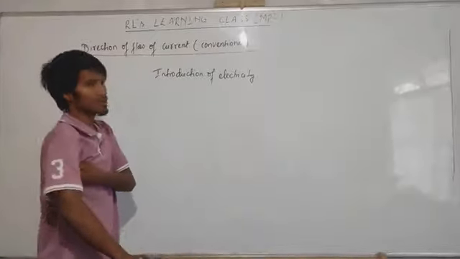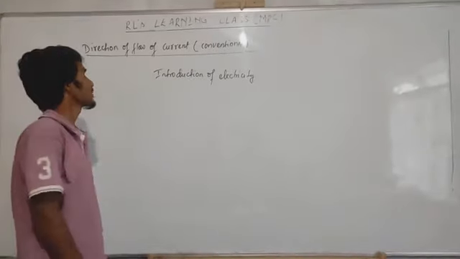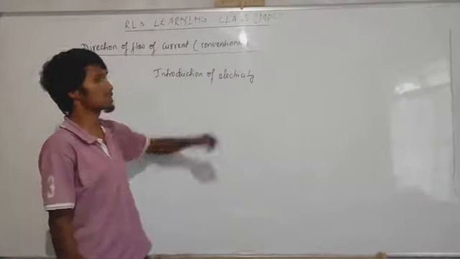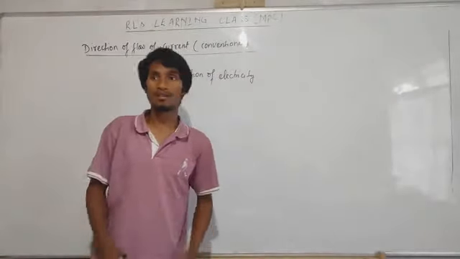Okay, and today we'll continue from that, and some part we are missing from there, that is the direction of flow of current. What types of current will we do? Only conventional current, we won't do the electronic current.